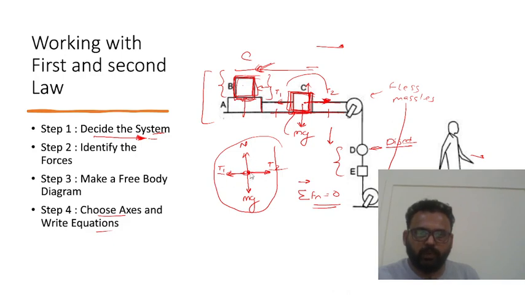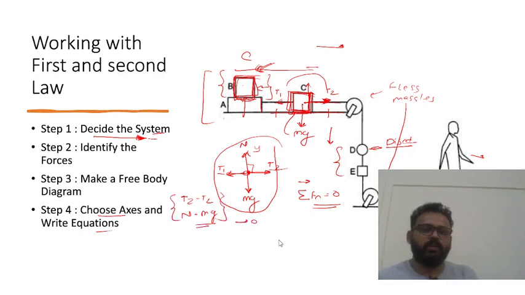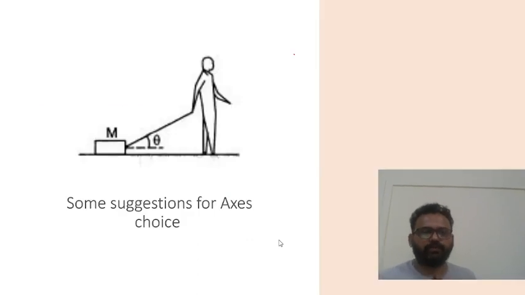Perpendicular to the x-axis there is a y-axis. This is positive y and this is negative y. So mathematically, T2 minus T1 and n minus mg, the summation of all forces will be equal to 0, and you get the answer for the forces acting on that body.